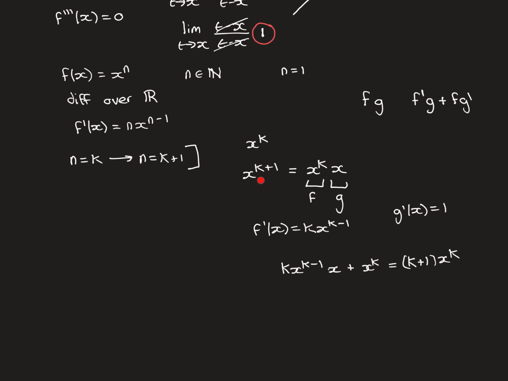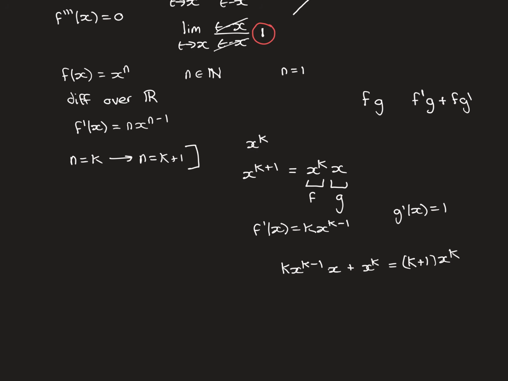So what we have shown is if it's true that this one is differentiable over the entire real line and that its derivative is given by this kx to the k minus 1, then you can conclude that this one, x to the k plus 1, is differentiable over the entire real line, and that this formula does hold true for it as well. Its derivative is k plus 1 x to the k, i.e. this formula. So we've shown that this being true for n is equal to k implies that it's true for n is equal to k plus 1.